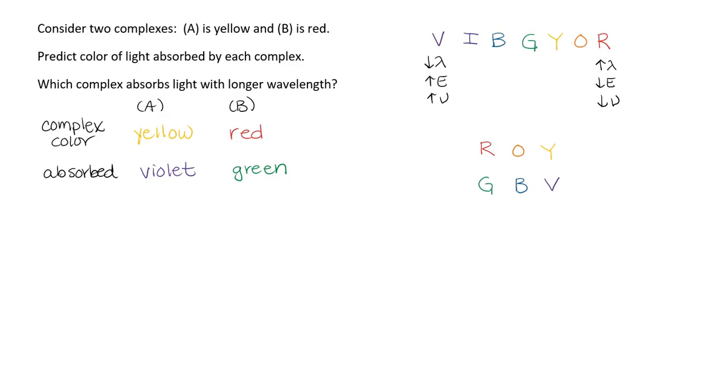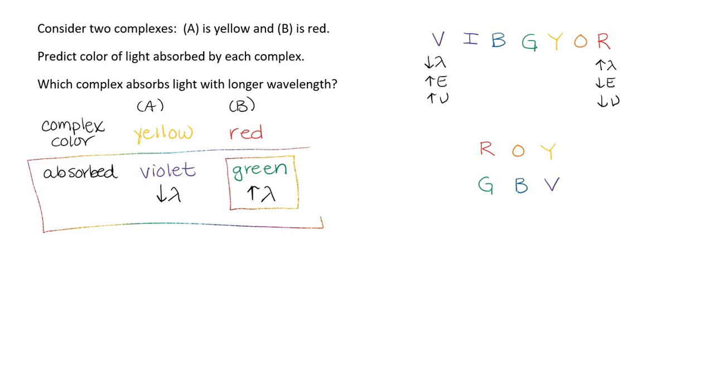So when we consider the order of the colors, violet light will have a shorter wavelength compared to green light. So to answer the question, the red complex will absorb light of a longer wavelength. And then I guess I should box that part too, because that was the answer to our first question.